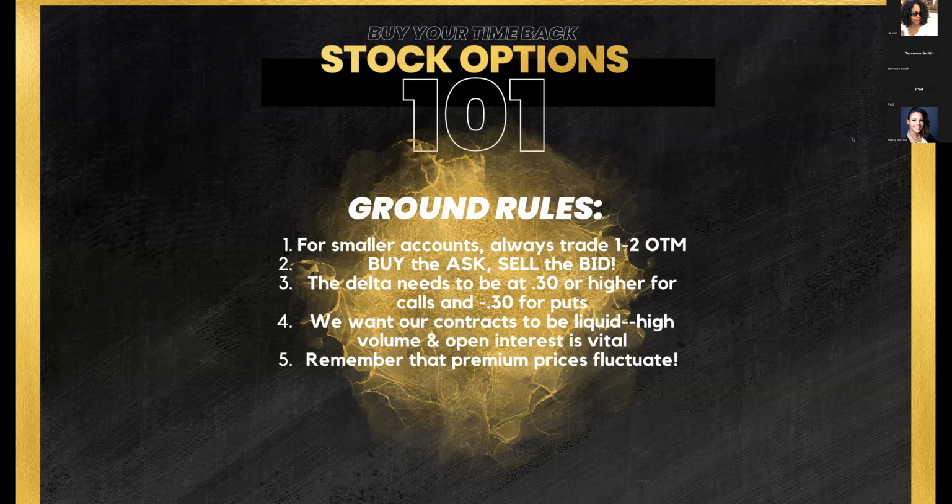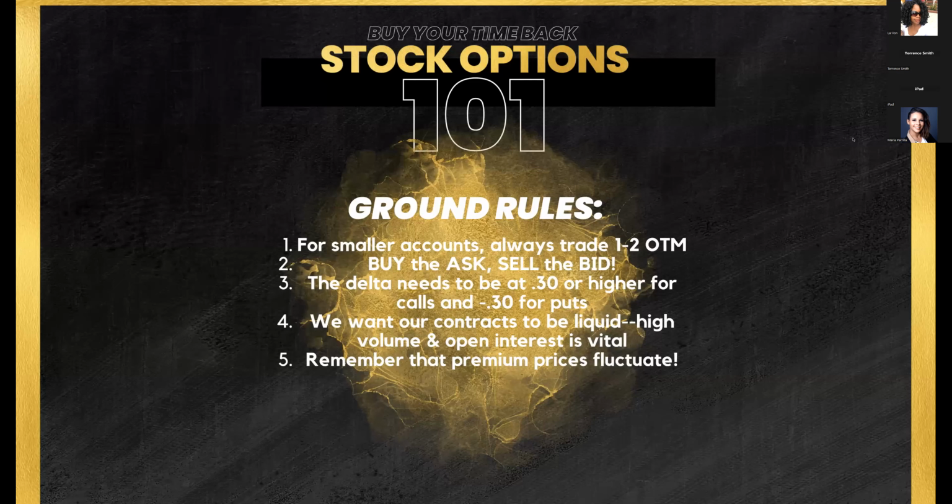Number 4, we want our contracts to be liquid. That's the high volume and the open interest. Making sure that those numbers are not super small is going to be key, because if they're small, that means not a lot of people are trading them and the market is going to move like a snail. And we don't want that unless we're waiting for a bigger move to happen.